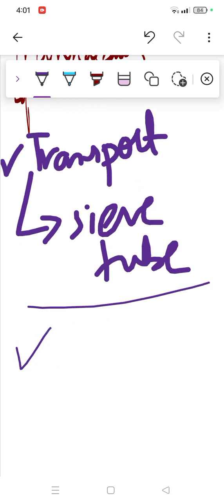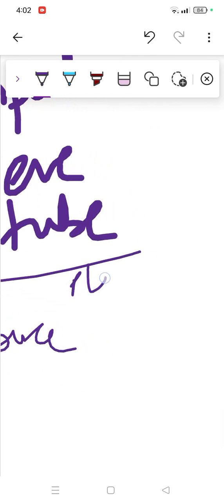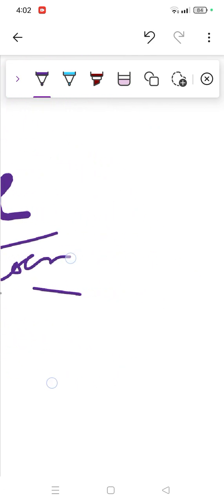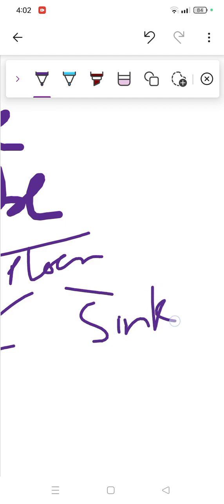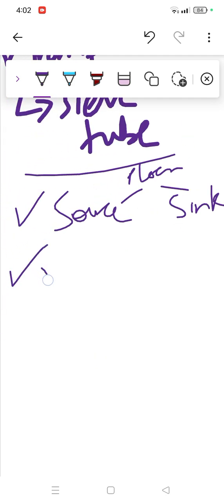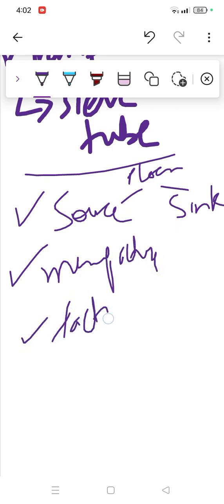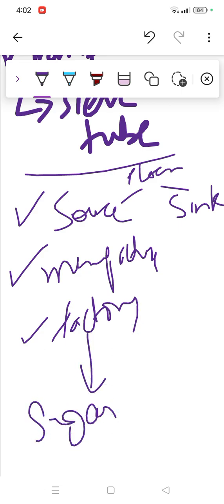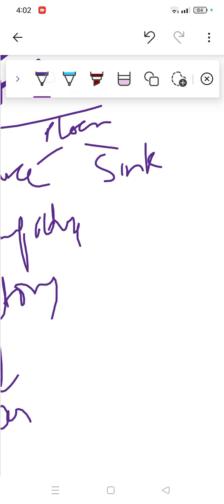Secondly, you will see we have the source and sink concept, which is about phloem. So phloem has two types, source and sink. If I just give a summary, the source simply is a place where things get manufactured. If we take the example of a factory, which is going to manufacture sugar or glucose, whereas the sink is where they are utilized.